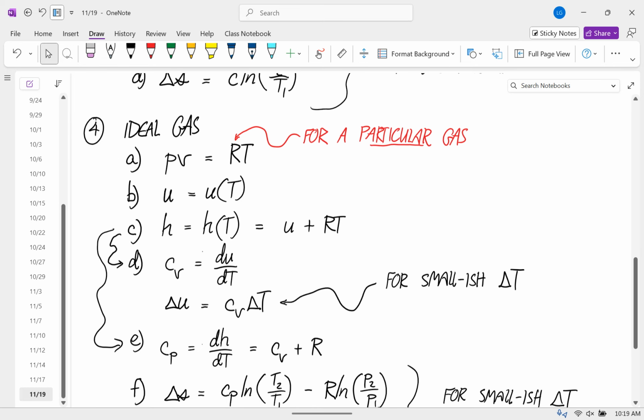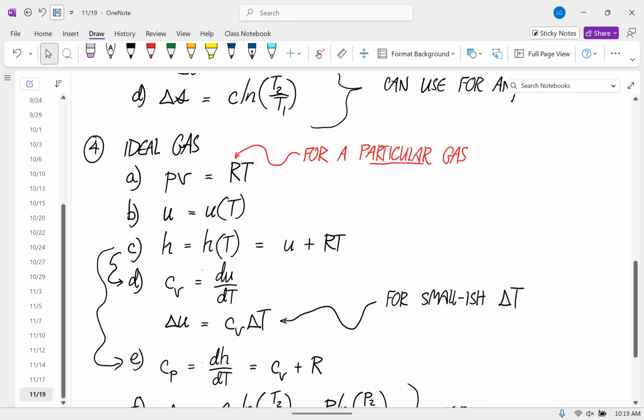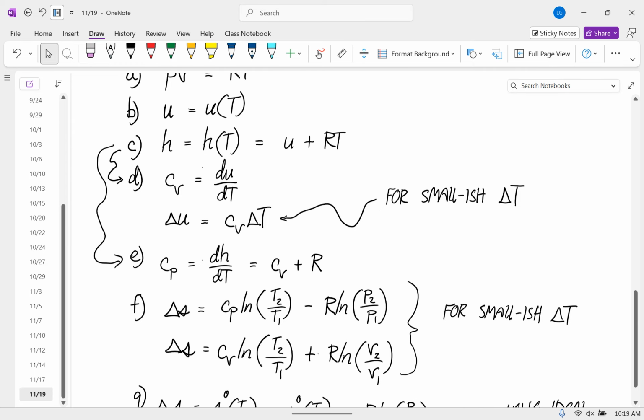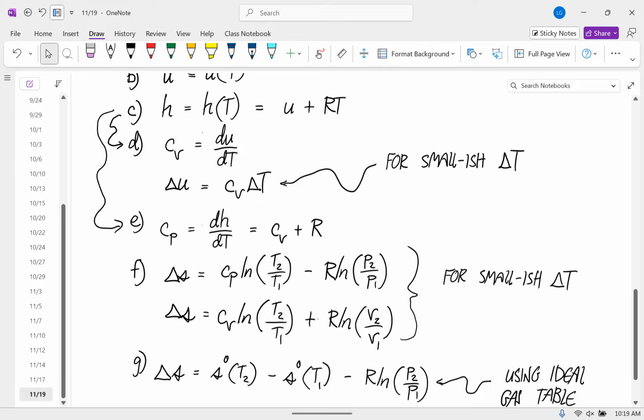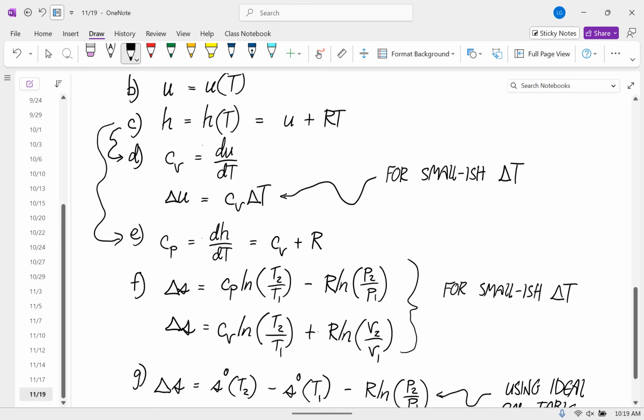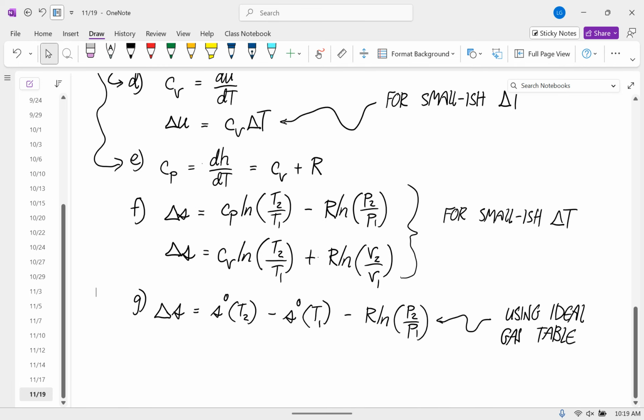Okay, that's a lot for ideal gas. That's a lot to remember. Anybody have any questions about that? Mostly, I guess always, if I ask you to do it one way or the other, I'm going to ask you to use the expressions in D and E and F, and not to use the ideal gas table.